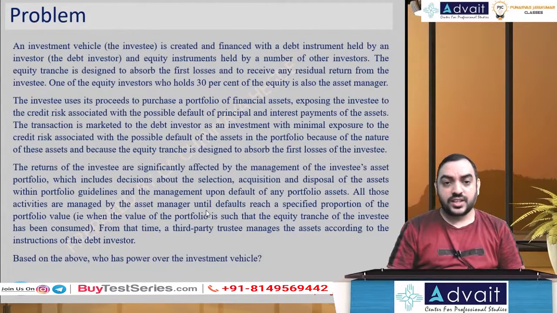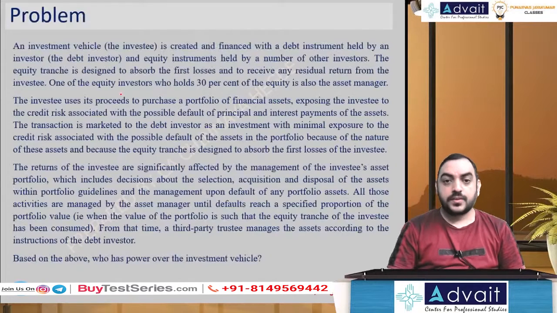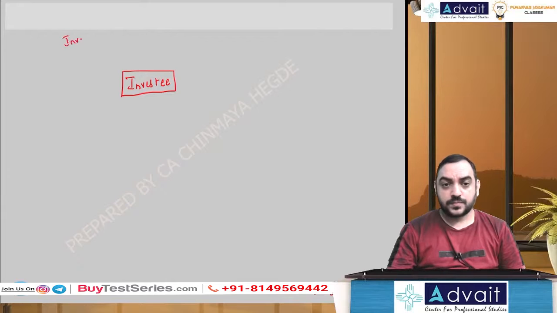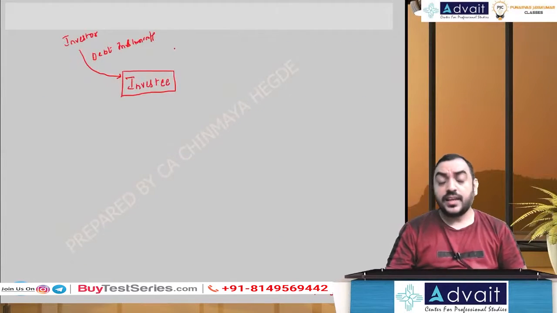So as and when we read, let's try to summarize in chart format so that we get a better structure. Okay, an investment vehicle, investee, an entity, like a venture capitalist, let's say. Investee is created and financed with debt instrument held by investor. So there is one investor who is having money in the form of debt instruments, like debenture holders, and equity instrument held by a number of other investors, like issue of shares.